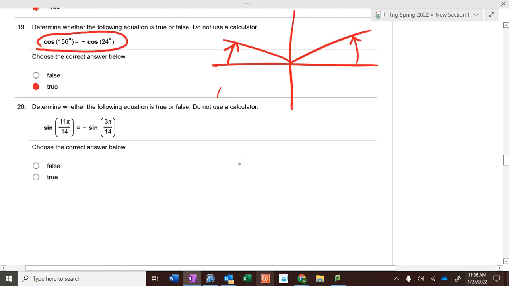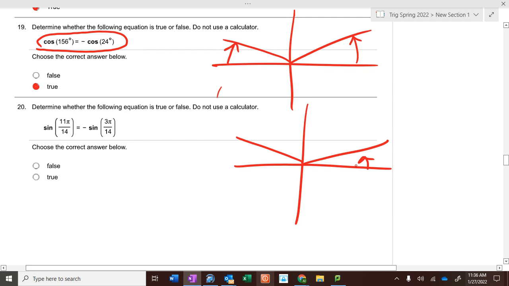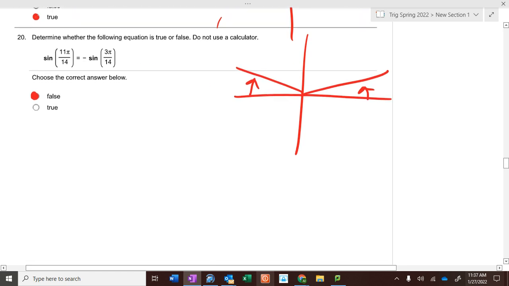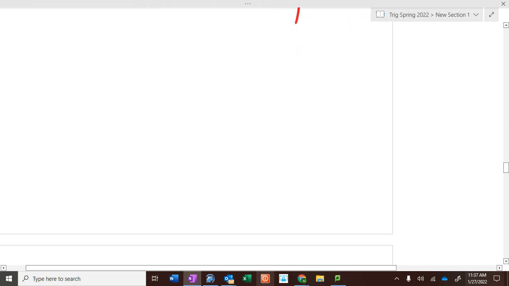Okay? 3 pi over 14 and 11 pi over 14 for sine. So they're like there and there again, just like cosine. But what do we know about sine in quadrants 1 and 2? They have the same sign, so this would be false. They'd be the same answer because they're the same reference angle, but the sign was wrong.